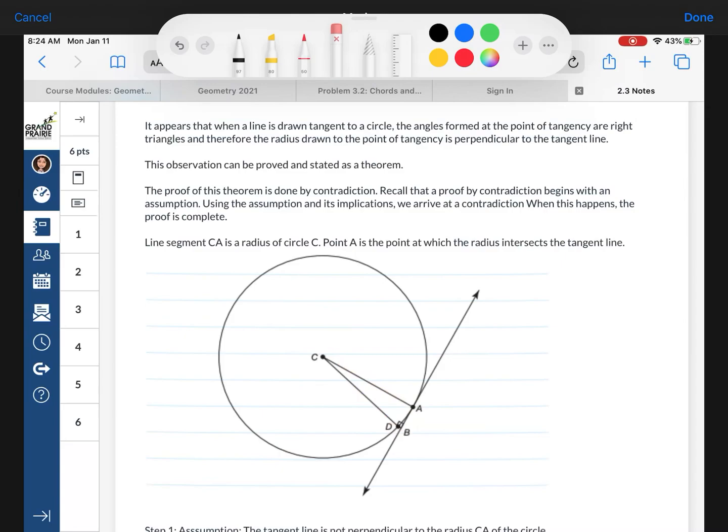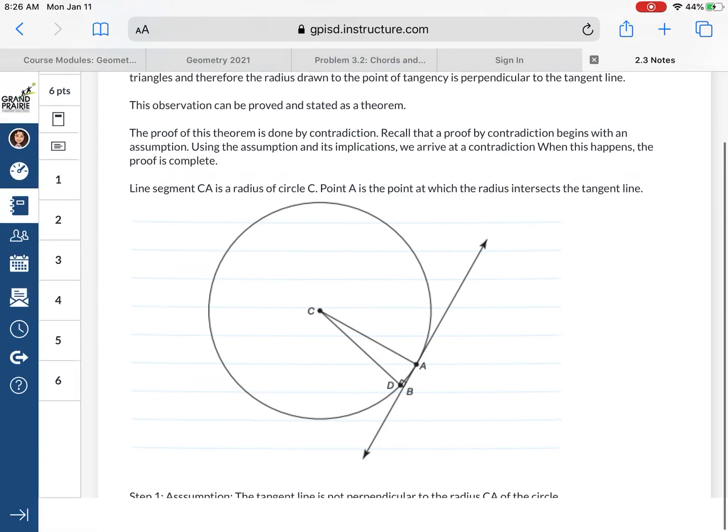The proof of this theorem is done by contradiction. So recall that a proof by contradiction begins with an assumption, and using the assumption and its implications, we arrive at a contradiction. When this happens, the proof is complete. So we can actually prove something by contradicting it. So line segment CA is a radius of circle C, which we already talked about. Point A is the point at which the radius intersects the tangent line.